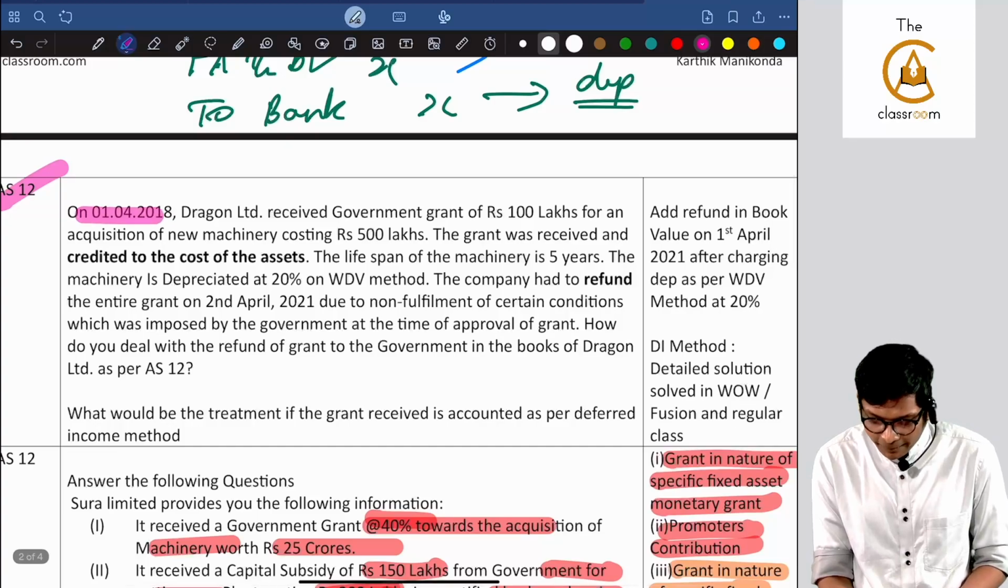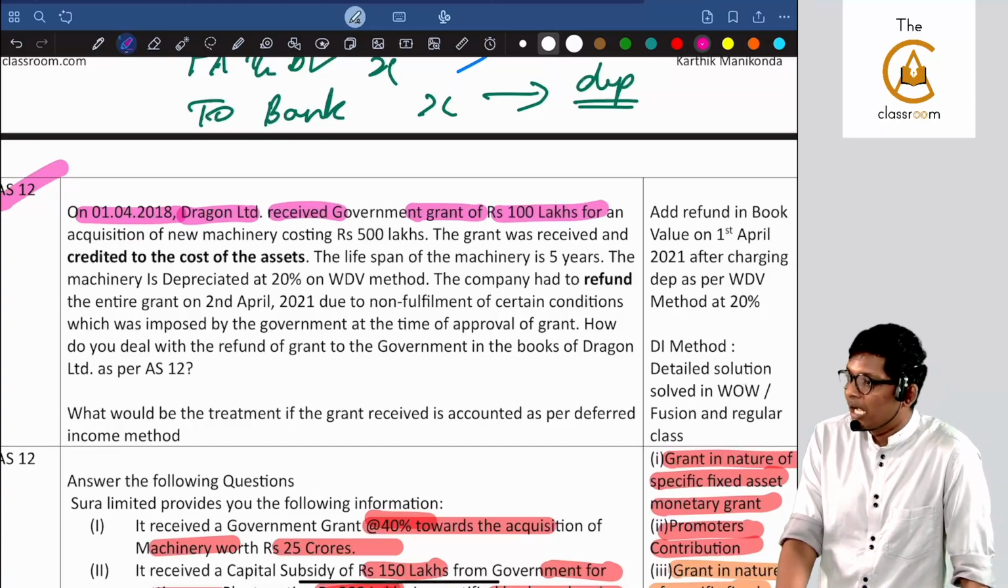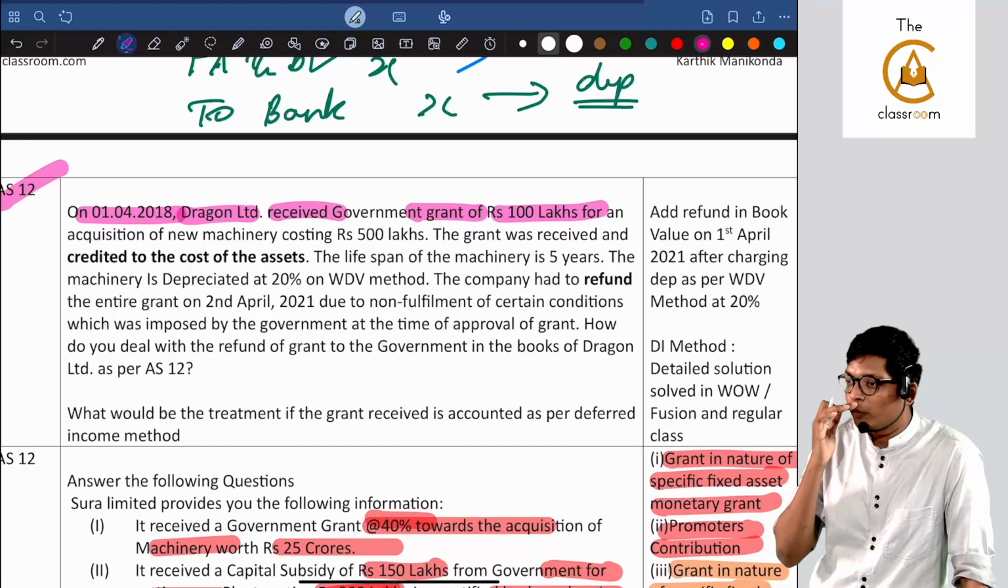On 1st April 2018, Dragon Limited received a government grant of 100 lakhs. Now when I'm reading the question, immediately your mind will go for what?